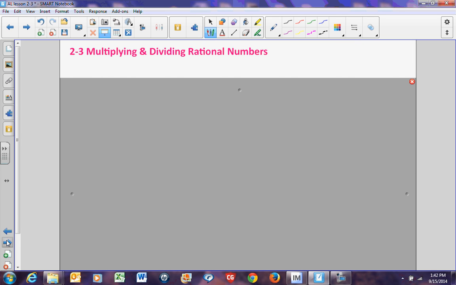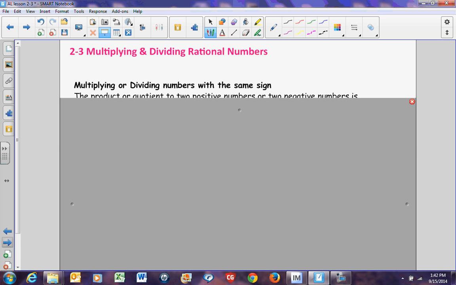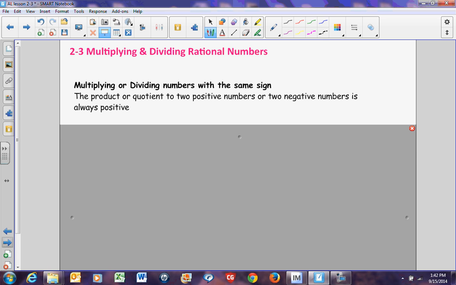Multiplying and dividing rational numbers. We had specific rules for adding and subtracting integers. Now we're going to have rules for multiplying and dividing integers. For example, we'll start with this one. Multiplying and dividing numbers with the same sign. It's very simple. Multiplication and division is very, very simple. If the signs are the same, then it's positive. If the signs are different, it's negative. The product or quotient of 2 positive numbers or 2 negative numbers is always positive.